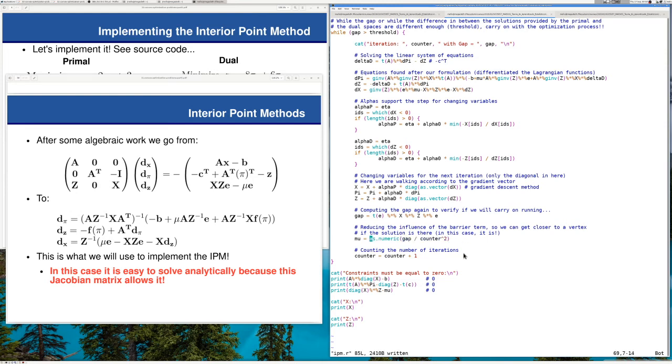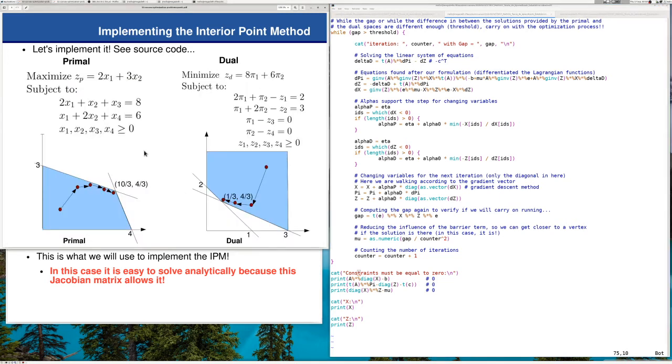I think I need to consider this minus C transposed over here. Yeah, that's all, I believe. And counter is going to be counter plus 1. And then I decided later, take a look at this. This is quite interesting. After solving this, I said, okay, let's see what happened with our constraints. These are the constraints we have for our primal problem.